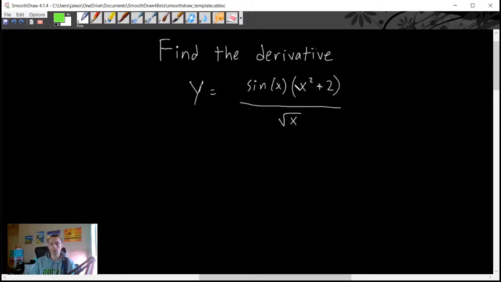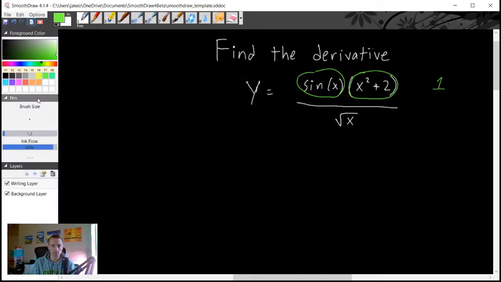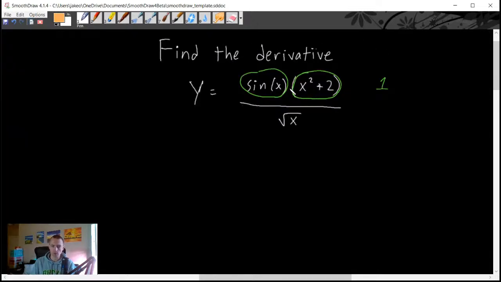Think about if we were to plug some x value into this function. What order would we deal with things? The first thing we would deal with is the sine of x and what we have in the parentheses here, x squared plus 2. We would deal with those two things first, okay? Then the second thing we would deal with is the product. We would multiply those two things together. So that'd be our second step.